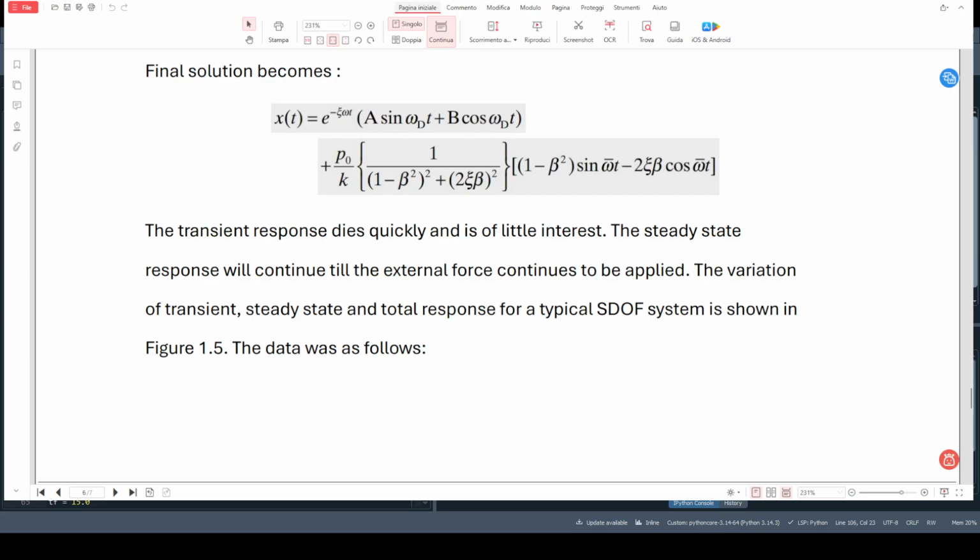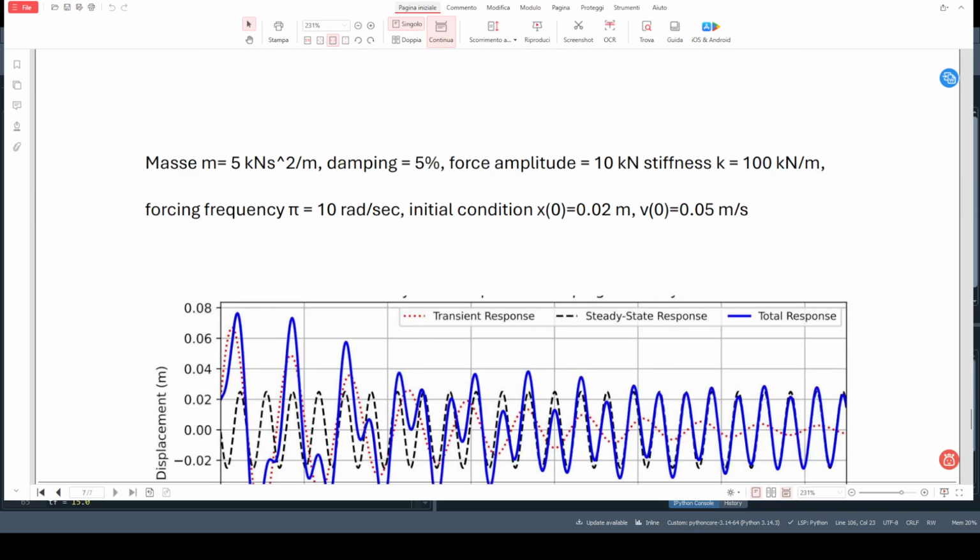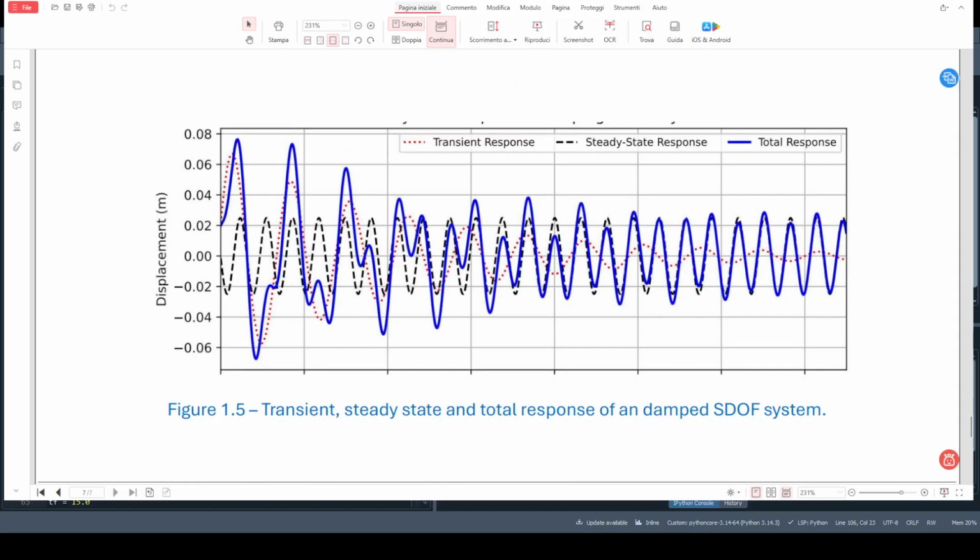The transient response dies quickly and is of little interest. The steady state response will continue as long as the external force continues to be applied. The variation of the transient, steady state and total response for a typical SDOF system is shown in this way. So you can see the steady response is constant in time, the transient response becomes less in time, and the total response is the combination of the two.